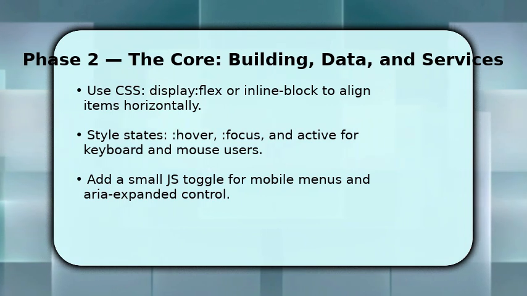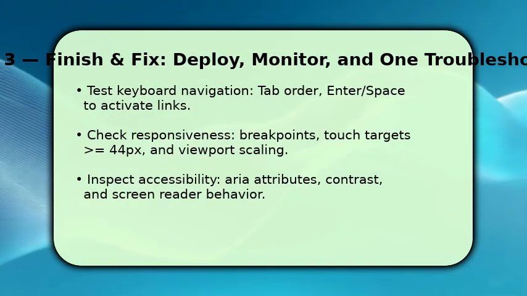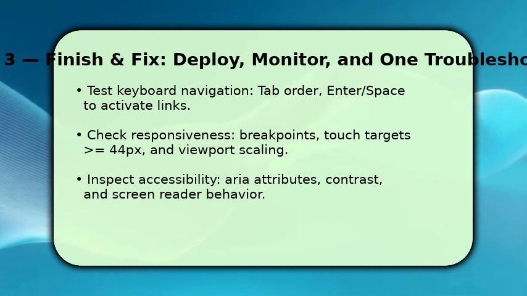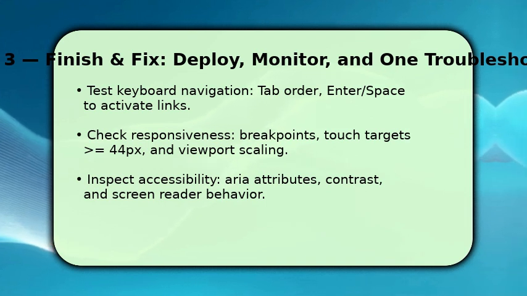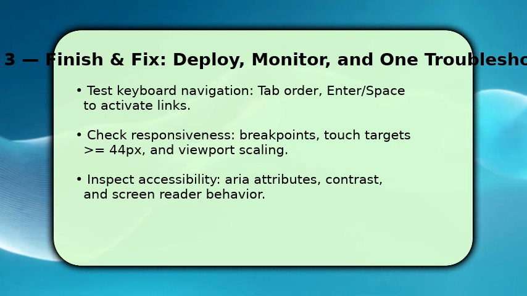Finish by testing thoroughly. Keyboard tabbing should reach each link, and enter or space must activate toggles and links. Verify responsive behavior. Breakpoints should collapse the menu into a toggle, and touch targets should be comfortable, roughly 44px or larger. Once done, run quick accessibility checks.